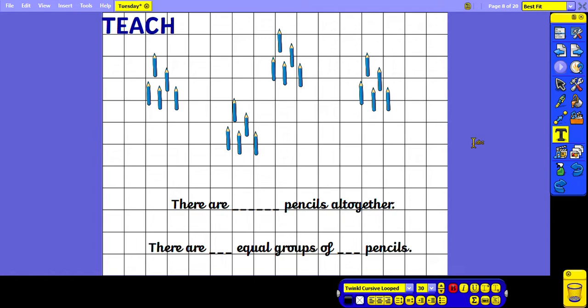For this question, we need to start off by working out how many pencils there are altogether. I can see that I've got 1, 2, 3, 4, 5 pencils in one group, and I can count in multiples of 5. So there are 5, 10, 15, 20. So there are 20 pencils altogether.